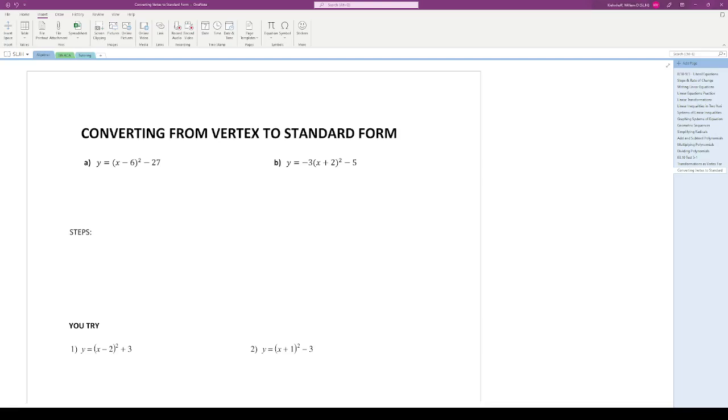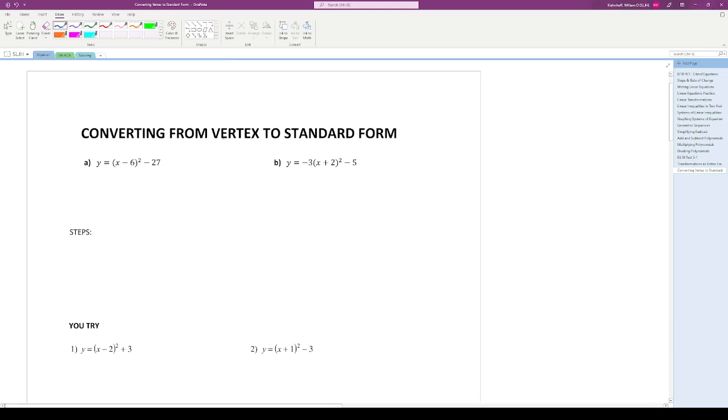Our topic for today is converting from vertex form of quadratic equations into standard form. There's not really much to this, and it's really nothing new. You already know everything to do this, but I'll go through a few examples just to help get you comfortable with it.